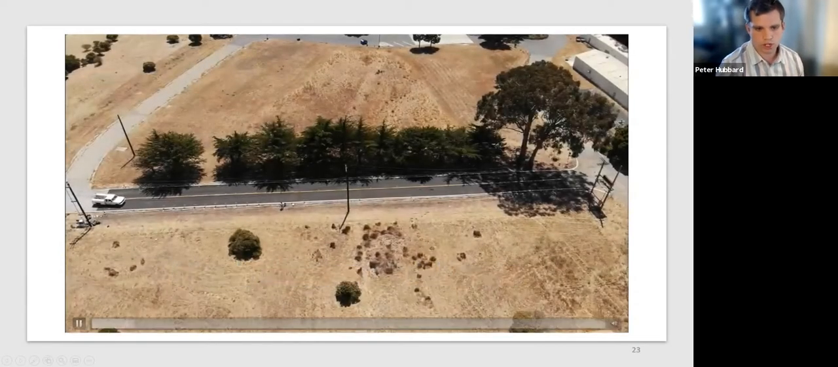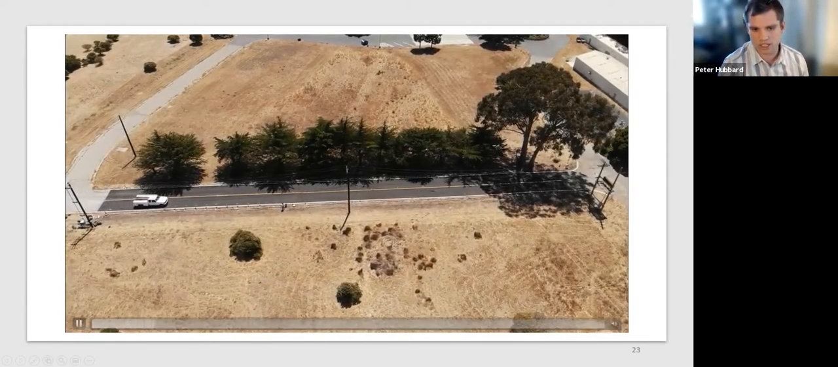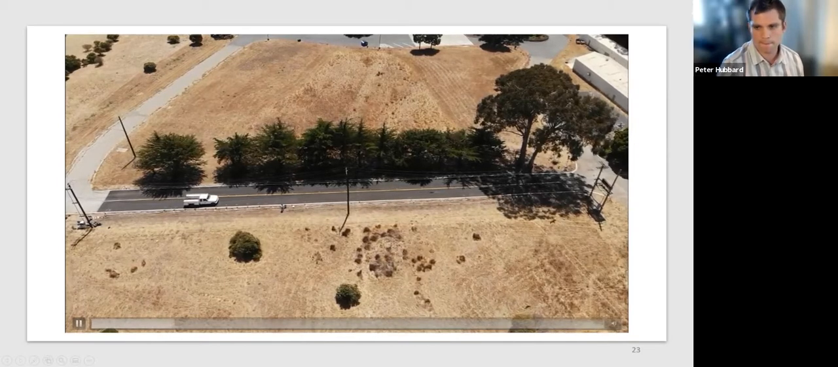So the first one is the truck driving at 4.5 meters per second. You actually already saw the data set for this one.